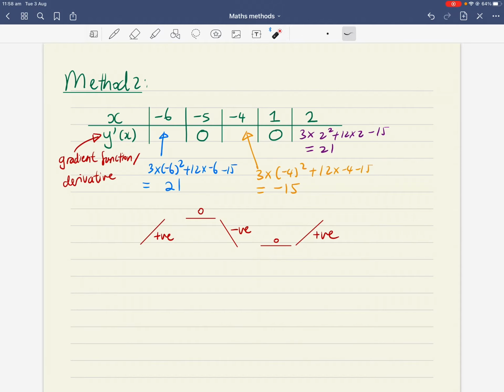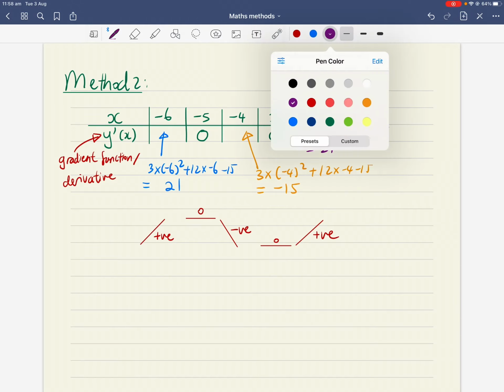So we can see that at the stationary point of -5, this would have a sad face feel, a maximum feel, because it's positive, then flat, and then going down, forming a sad face. And then at the x point of 1, we have a happy face feel, a minimum feel, because it's downwards, then flat, then upwards again.